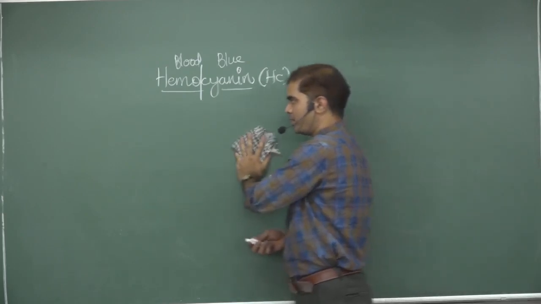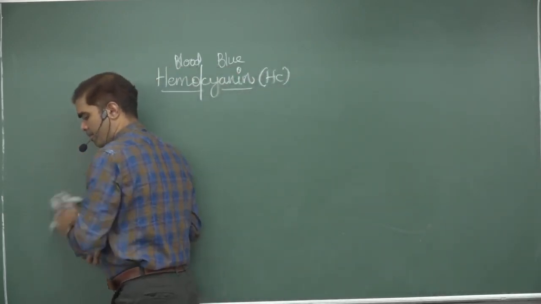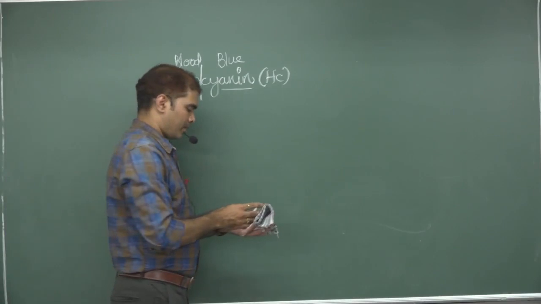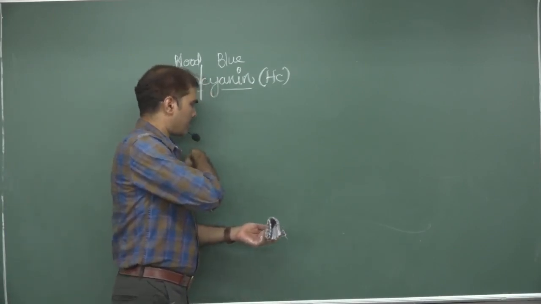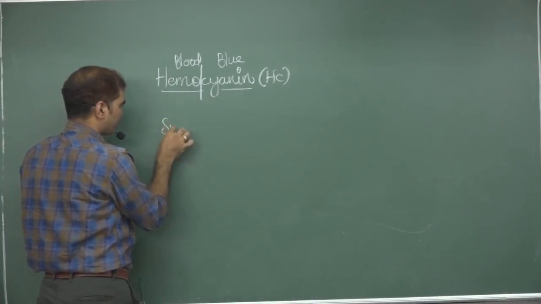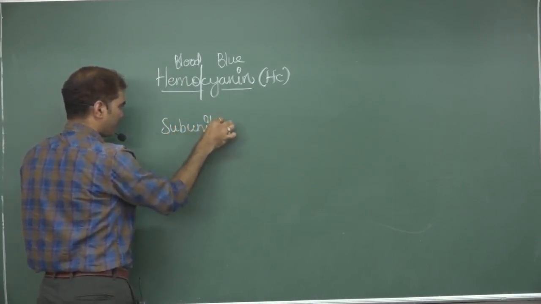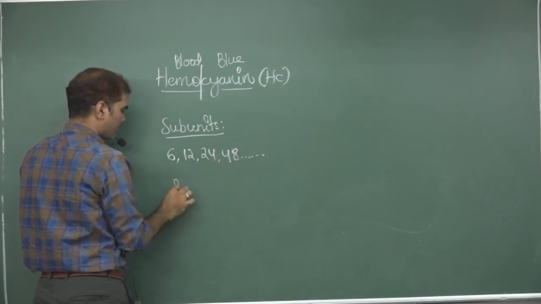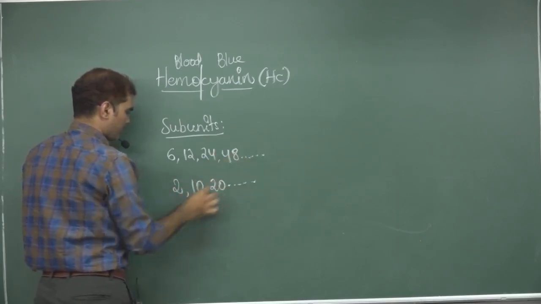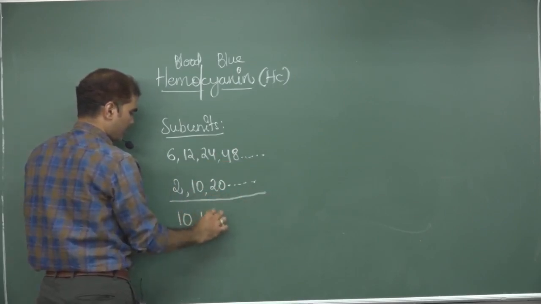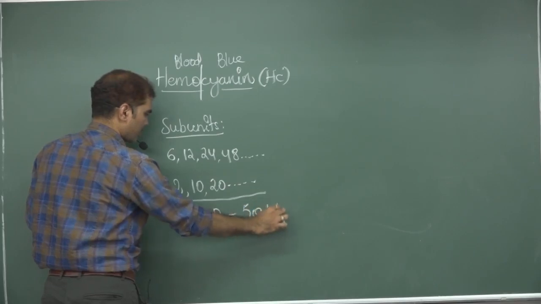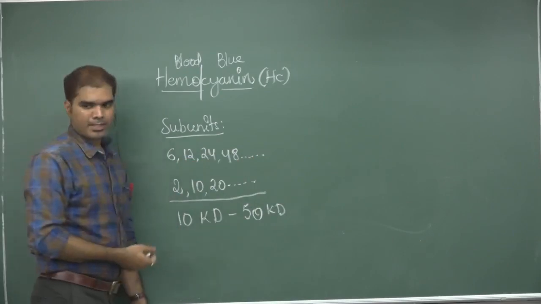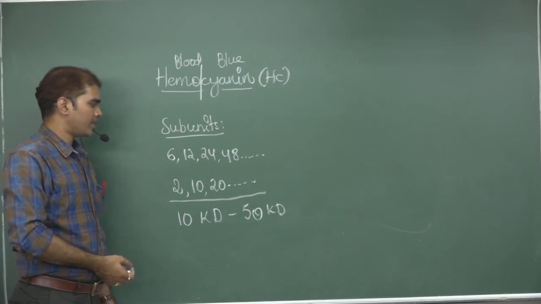Okay, next coming to subunits. How many subunits do you find? Write down. There are several subunits which are usually found in multiples of 6. Example: 6, 12, 24, 48, etc.